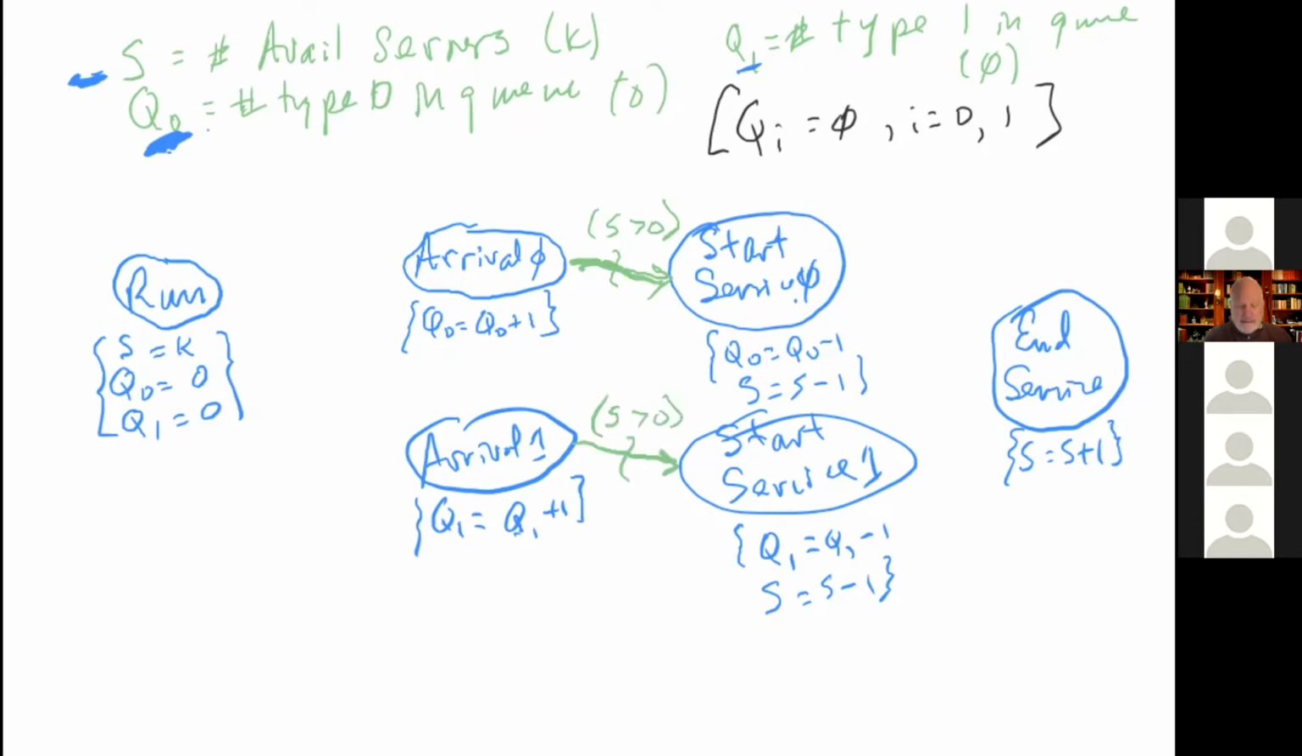Now, sometimes you might be thinking, well, when I have an arrival of type 0, I need to sort of check the other queue. Or if I have an arrival of type 1, do I have to check the other queue? And the answer is no. If a type 0 customer arrives and there's an available server, then there can't be somebody in the other queue, because if there were, there wouldn't be an available server.